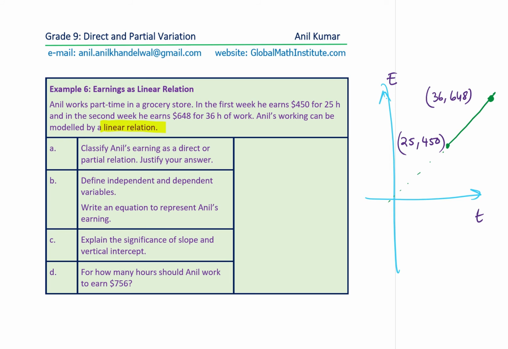But we could do it directly also. That is, we can find what is 648 divided by 36 and what is 450 divided by 25. If both are different, then it is partial. If both are same, it is direct. You get the idea. Based on this, I'd like you to pause the video and answer the 4 questions given here. Okay, here is my solution.